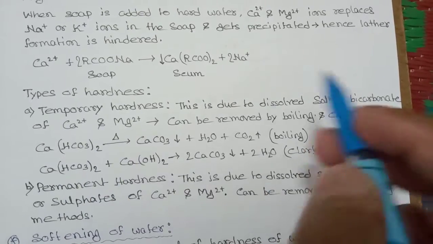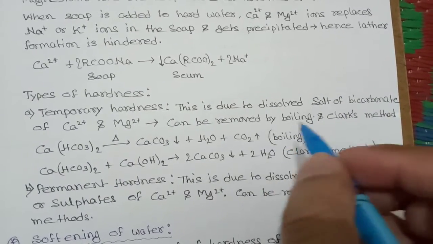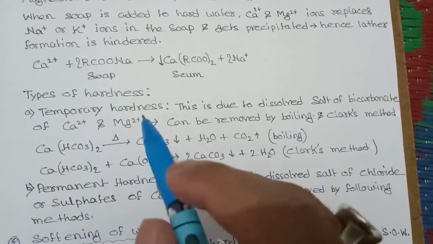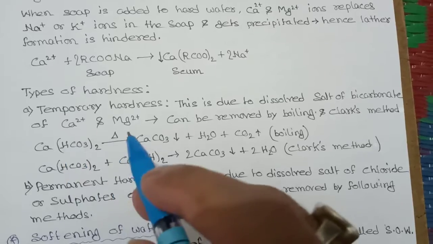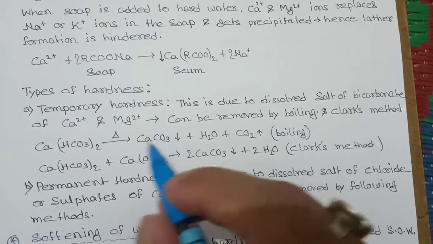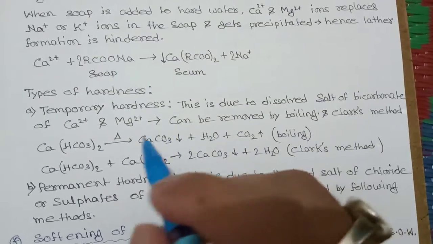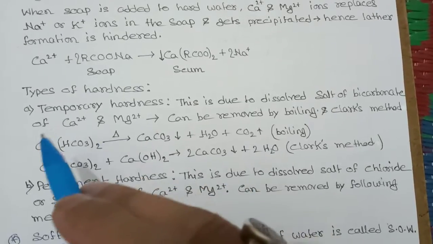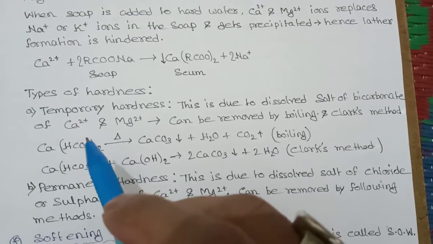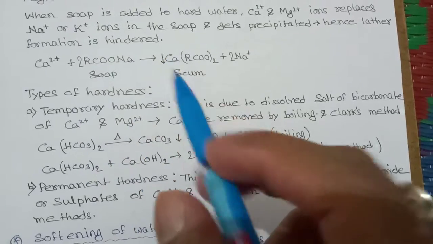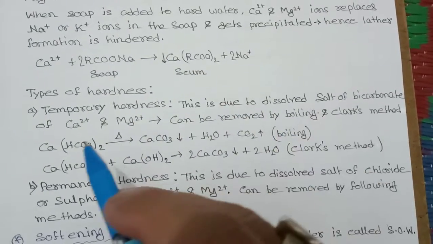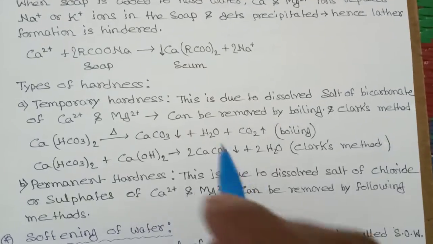So, calcium bicarbonate. This is the formula for calcium bicarbonate. Boiling is the process to remove this temporary hardness. When we boil this calcium bicarbonate, we get calcium carbonate, which gets precipitated. So this complex is destroyed, and due to the destruction of this complex, temporary hardness has been removed. So by boiling we can remove temporary hardness.